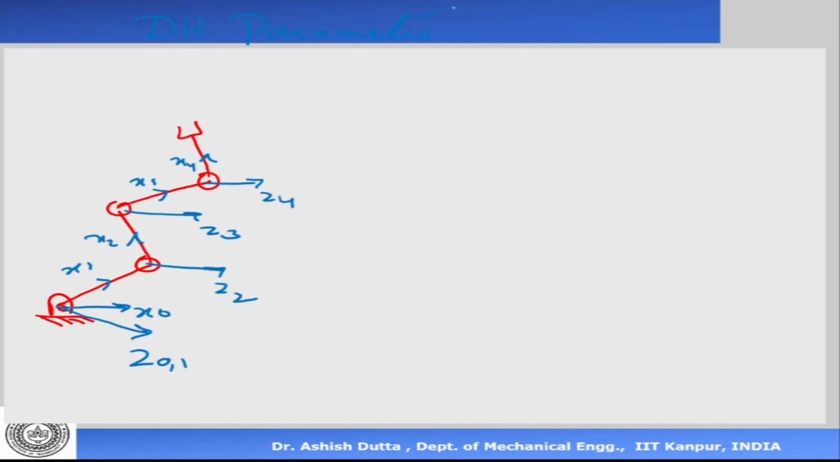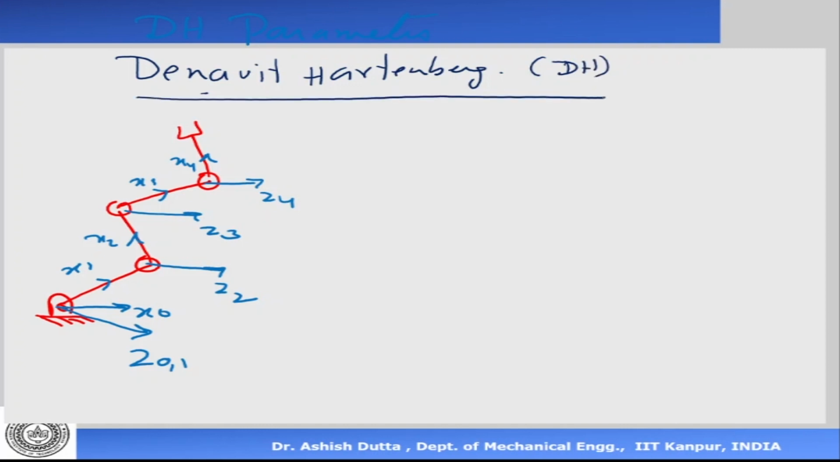So this name comes from the persons who invented this method, who are Denavit and Hartenberg. And hence in short it is called DH parameters. Now the method is very simple, but we need to assign axes very systematically.